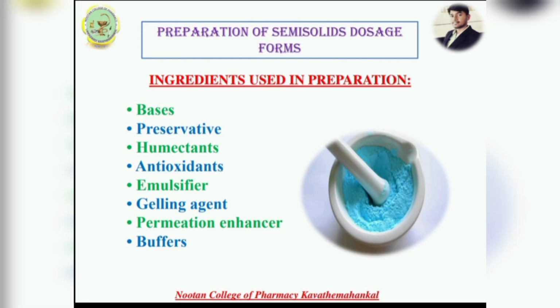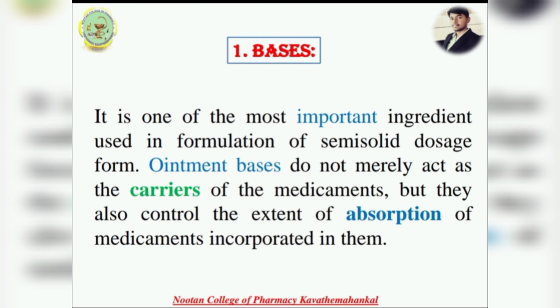Now the ingredients used in the preparation of semisolid dosage forms. The major ingredient is the base. The others are preservative, humectant, antioxidant, emulsifier, gelling agent, permeation enhancer, and buffer. There are eight major ingredients used in semisolid preparations, the first being the base.